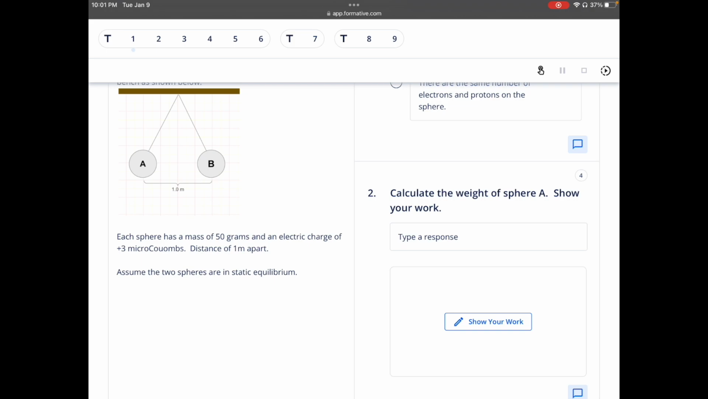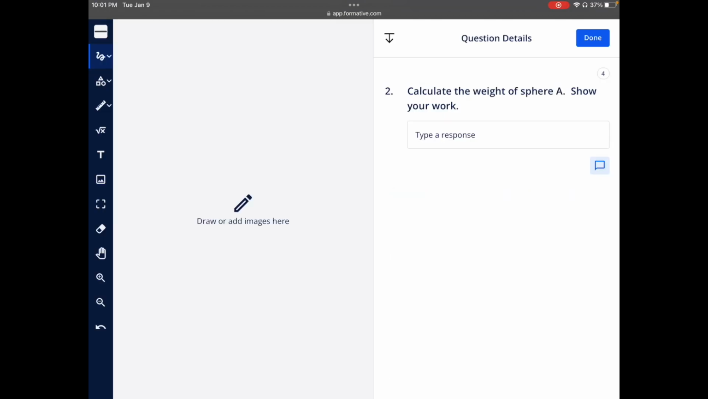Number 2, calculate the weight of the sphere. We know the sphere has a mass of 50 grams. And this is a question all the way from Unit 1. We originally did this problem in August. Calculating weight is Fg equals mg. The mass is 50 grams, but that's 0.05 kilograms. The field of Earth is 9.8 newtons per kilogram.